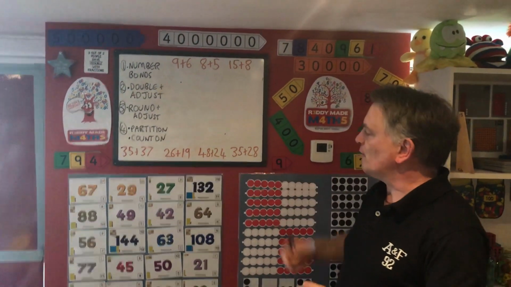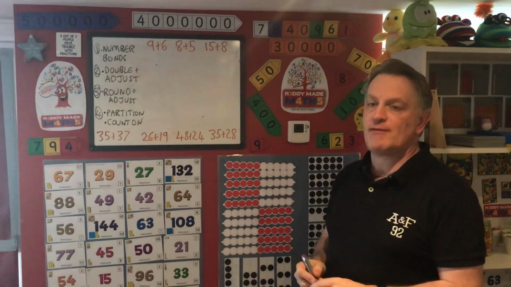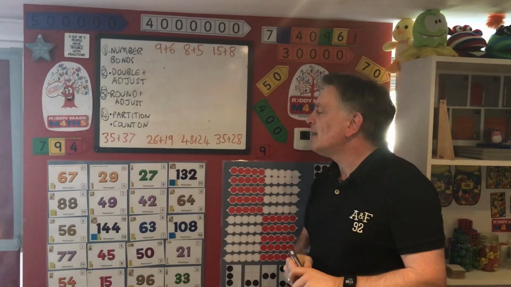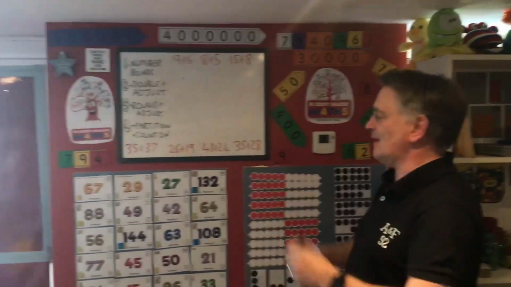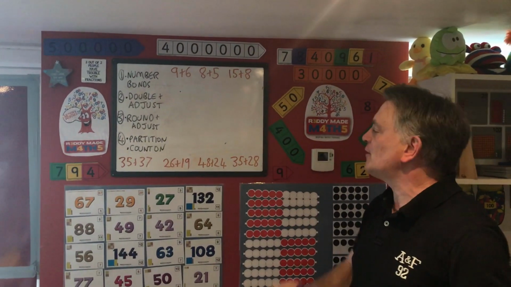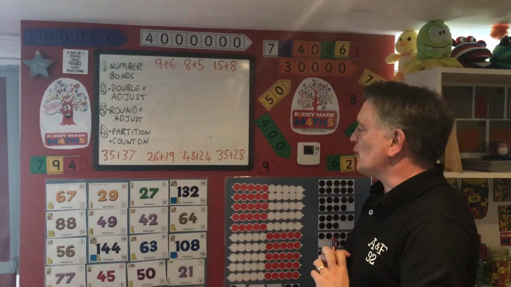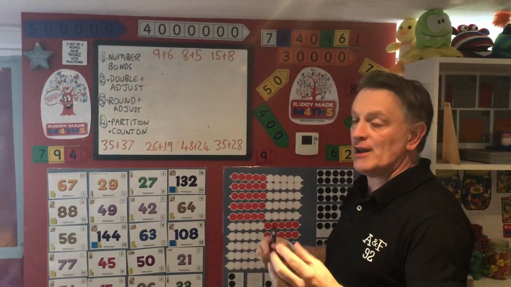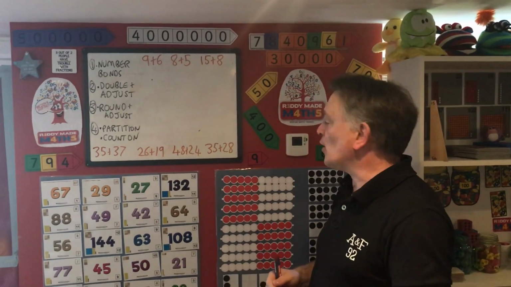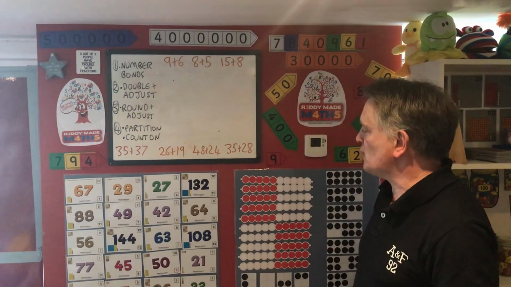As we move towards the bottom 4, I think the first one is a relatively obvious near double, so that's a double 35. We add the 2 back on to get 72. The next one, 26, it's got that 19. Straight away, it's a round and adjust. We add 20 to get to 46. We subtract 1 to get to 45. The next 2, pretty open-ended. I think this is where we're looking at either counting on or partitioning. 60 and 12 gets us to 72.